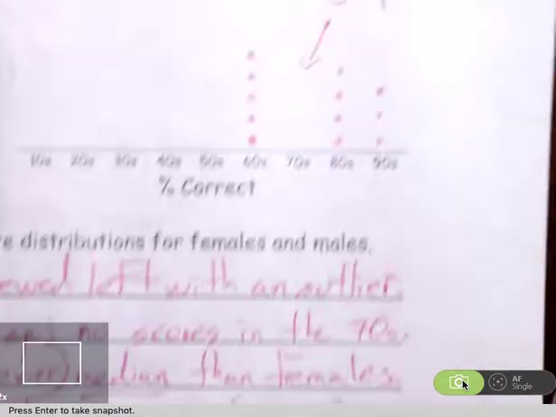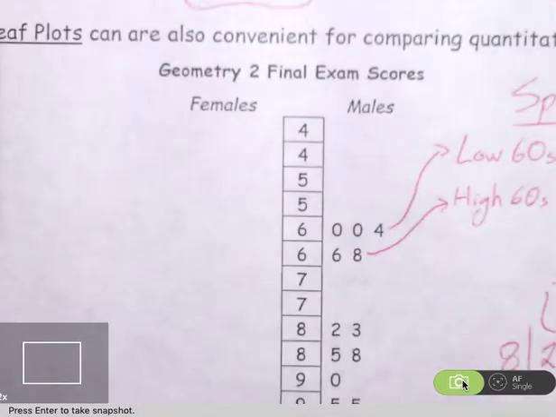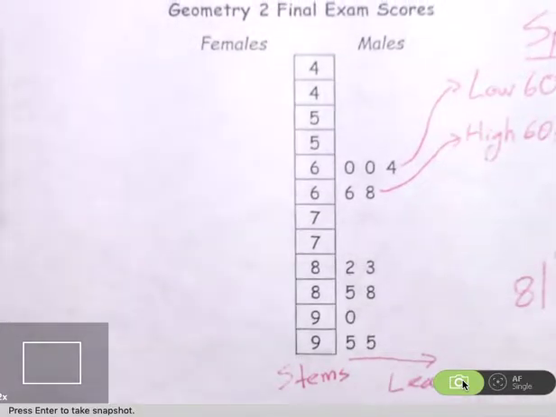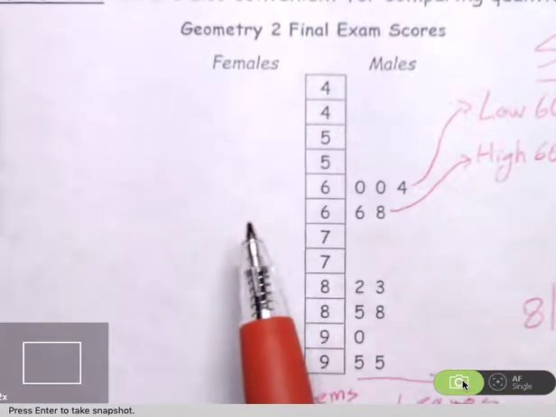In a dot plot, you can't see the data. The data are essentially hidden by the dots. In this plot, you can actually see the original values of the data set, which makes a stem and leaf plot particularly convenient. So let's plot the data for the females.